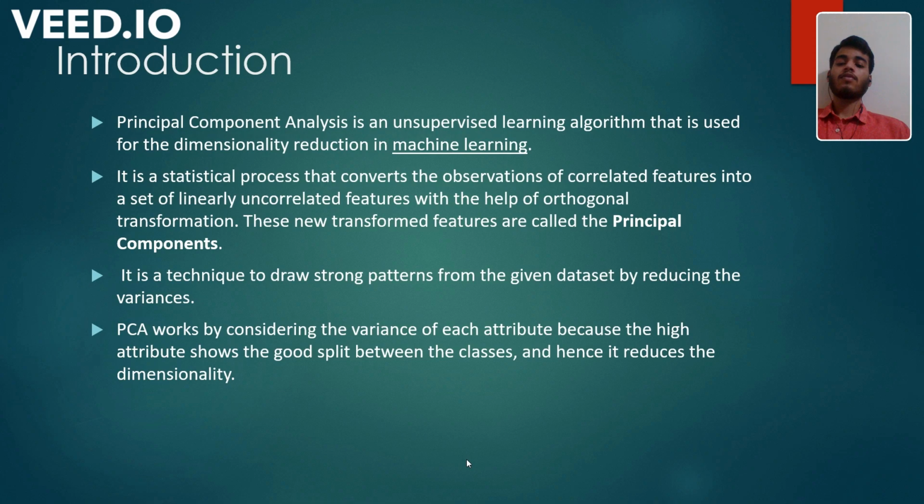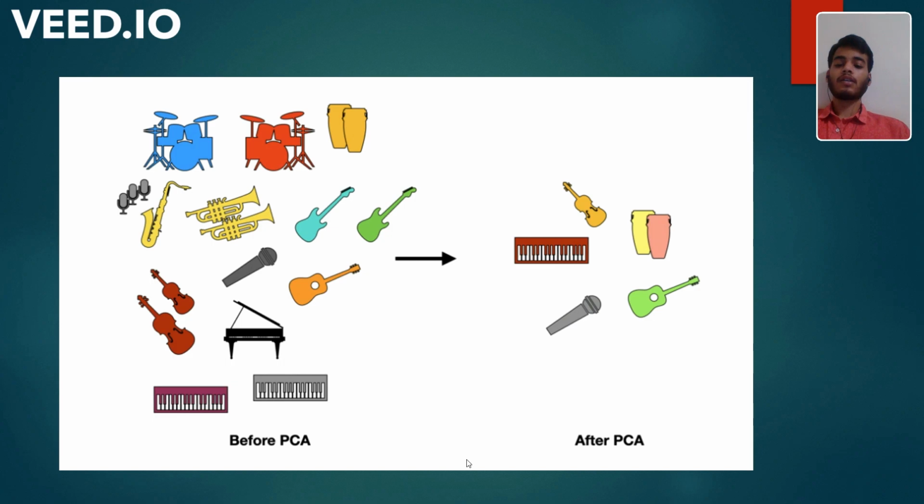Principal component analysis works by considering the variance of each attribute, because a high-variance attribute shows a good split between the classes. Hence, it reduces the dimensionality. Here is a picture of how data looks before principal component analysis and after applying it. We can see there is a gradual decrease in the number of attributes which define the data.